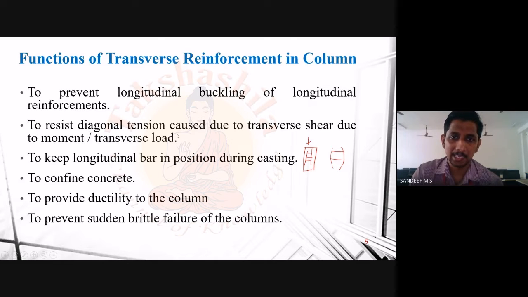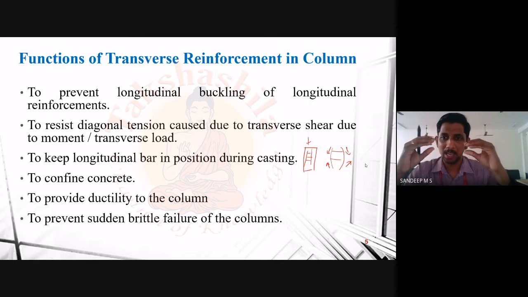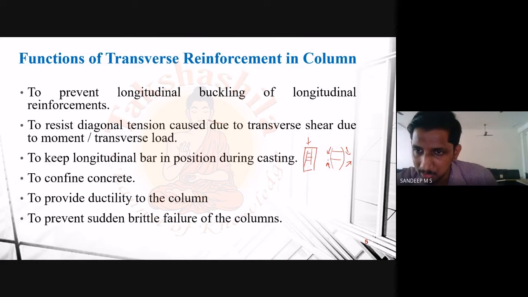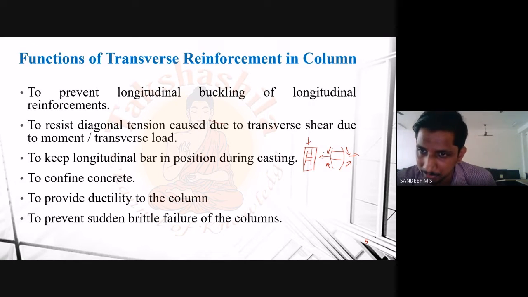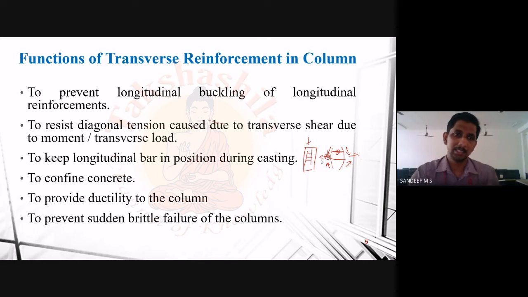Then, to resist diagonal tension caused by transverse shear due to moment or transverse load. As I already told, when this compression is actually happening, there can be an effect like this, and this will induce a tensile stress inside. If you see the perpendicular direction, this is having a pinching-like effect. So there will be an introduction of tensile stresses here. If we have lateral ties going like this, these ties will take care of this tension, that is, to resist the diagonal tension caused by transverse shear.